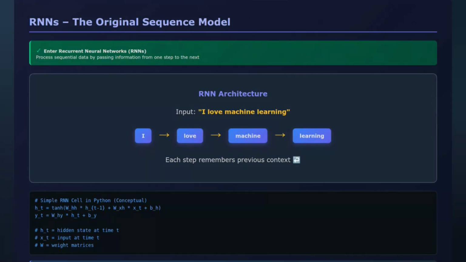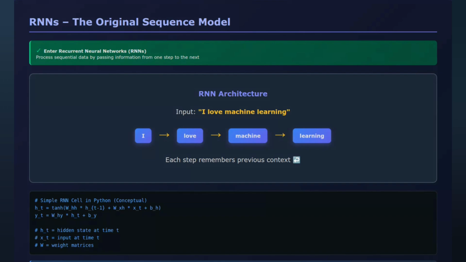Enter recurrent neural networks, or RNNs, the original sequence model. The brilliant idea behind RNNs is simple but powerful. What if we create a neural network with a loop? What if the output from the previous step helps inform the current step? Look at this example. I love machine learning. Instead of processing each word independently, the RNN passes information forward.